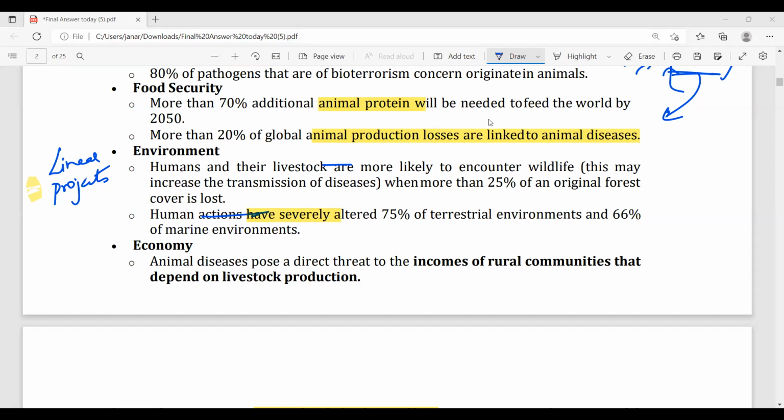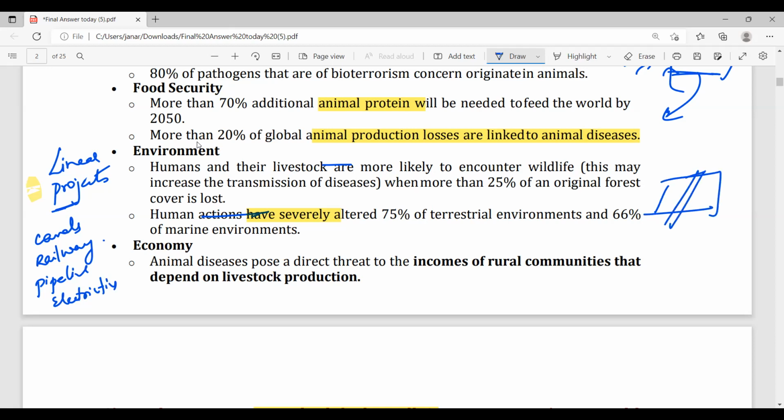Same, no? Why so much confusion about it? Canals, railway lines, pipelines, electricity installations will distort the barrier. Roads, railways, highway projects also, they will dissect the forest area. These are the types of things.